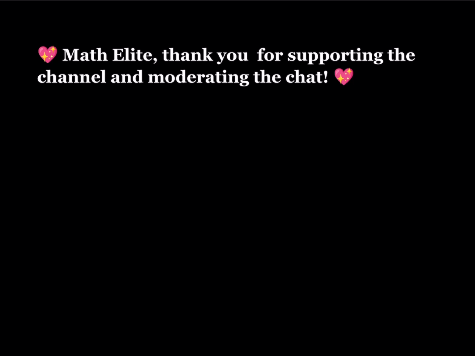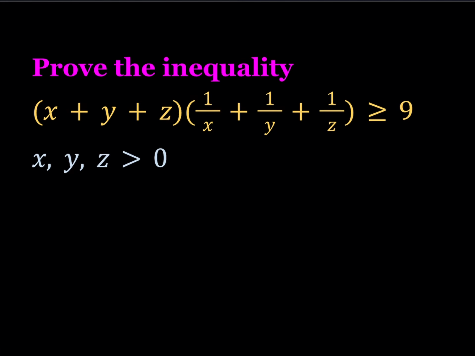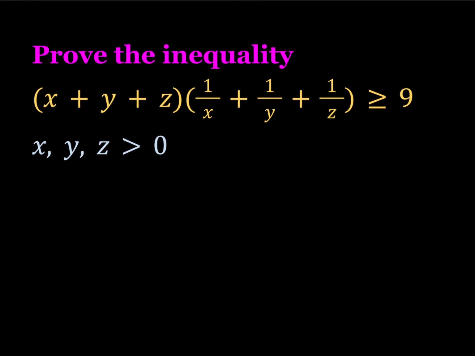Now let's get started. So we have this inequality that we're going to prove for positive x, y, z values. The quantity x plus y plus z multiplied by the quantity 1 over x plus 1 over y plus 1 over z is greater than or equal to 9. So I'll be presenting two methods, so bear with me. This is going to be a little longer than normal. So the first method, obviously the more painful method, will be introduced first.